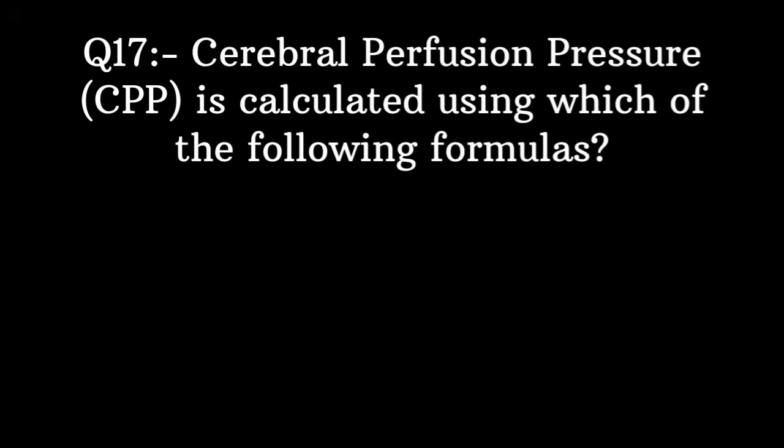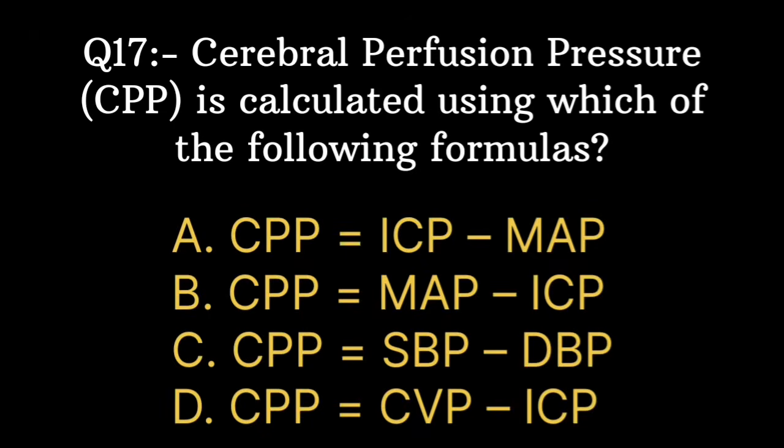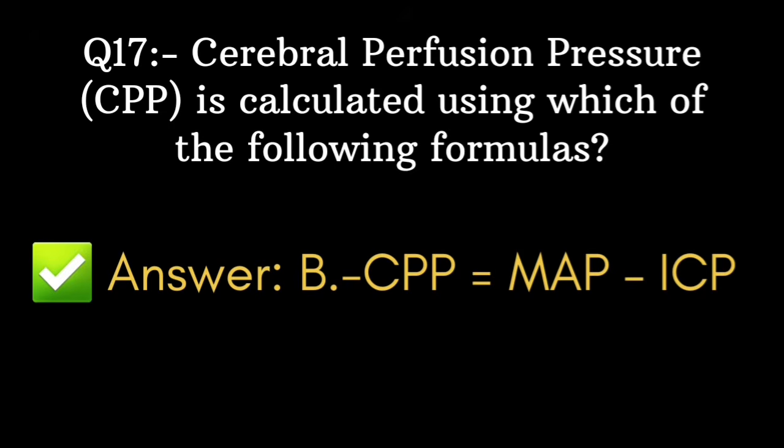The fetal head moves under the symphysis pubis and is delivered. Question number 17. Cerebral perfusion pressure, that is CPP, is calculated using which of the following formulas? Options: A. CPP equals ICP minus MAP. B. CPP equals MAP minus ICP. C. CPP equals SBP minus DBP. D. CPP equals CVP minus ICP. And the correct answer is option B. CPP equals MAP minus ICP.